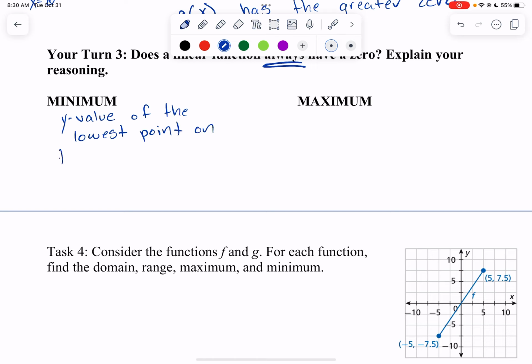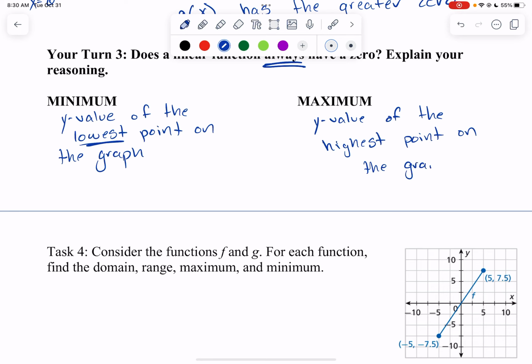On the graph of a function. Okay, so a minimum is the lowest point. A maximum is the y value of the highest point on the graph. So the y value of the highest point on the graph.